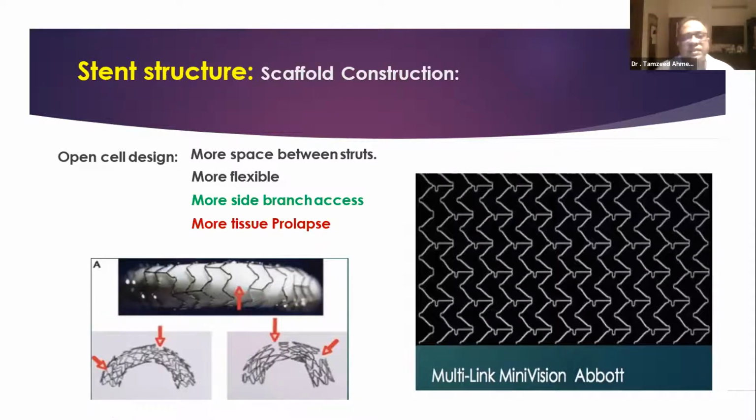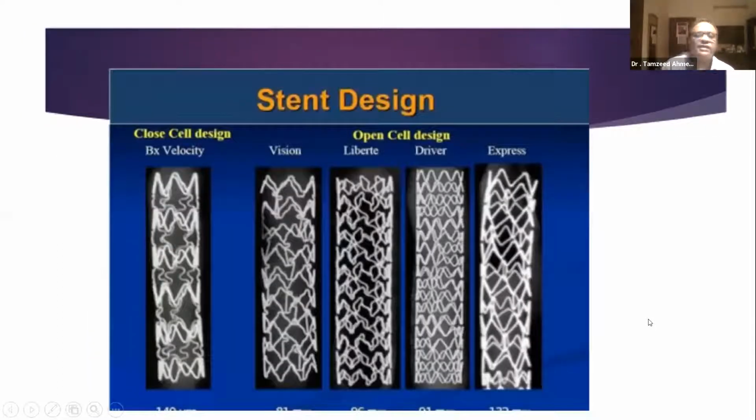An open cell design has more space between struts. It is more flexible, with more side branch access and more tissue prolapse. The first open cell stent was Multi-Link Vision. You can see the designs: the closed cell design BX Velocity, which later became Cypher. BX Velocity bare metal stent was a closed cell stent. Then Vision became Xience, Liberte, Taxus. Driver became Endeavor and later Resolute, and Express. So the generations kept evolving from the bare metal stent, and mostly nowadays they are open cell design stents.